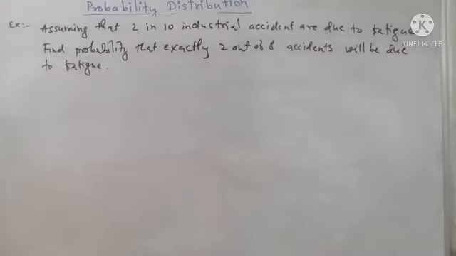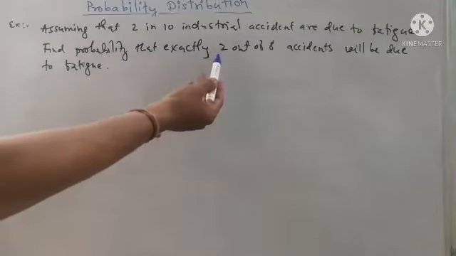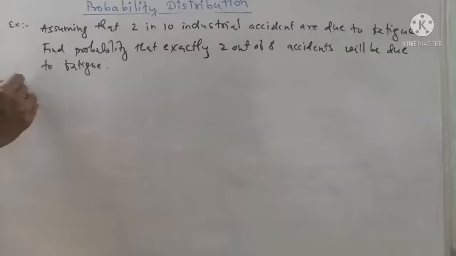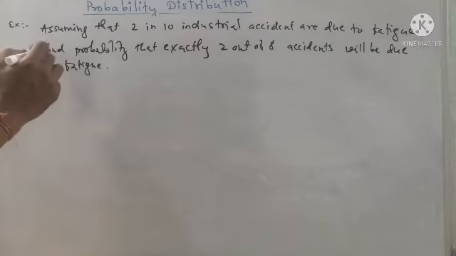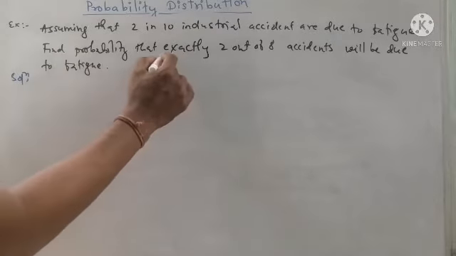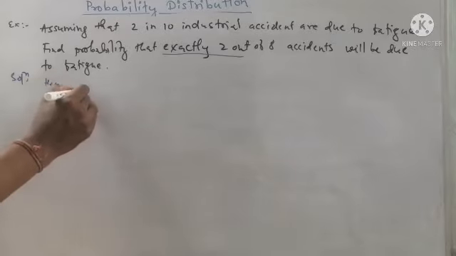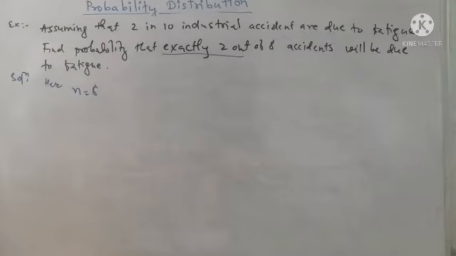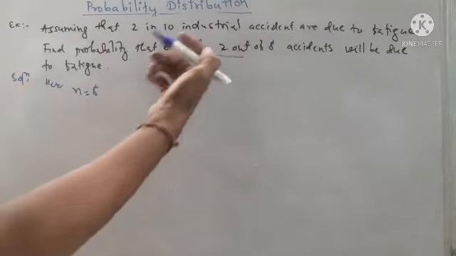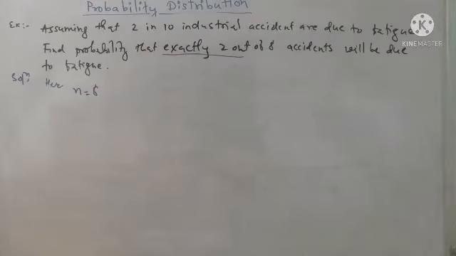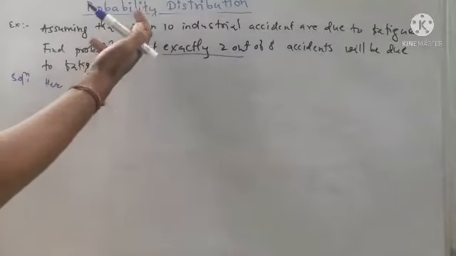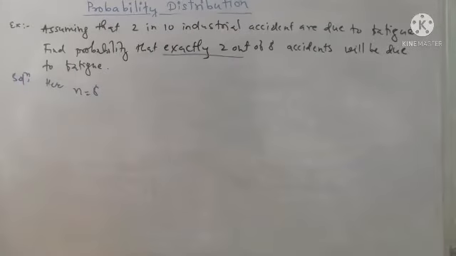Assuming that 2 in 10 industrial accidents are due to fatigue, find the probability that exactly 2 out of 8 accidents will be due to fatigue. Now here we have to find the probability of exactly 2 out of 8. That means the number of trials is 8, and out of 8 trials we have to find 2 successes, as we are given that 2 in 10 industrial accidents are due to fatigue.